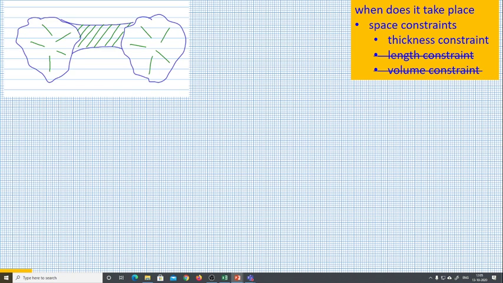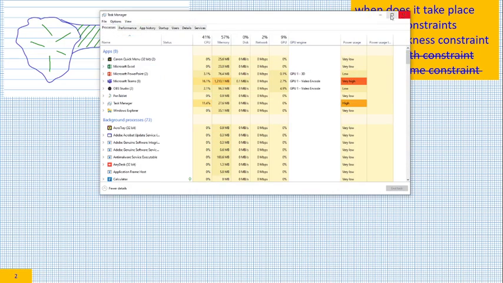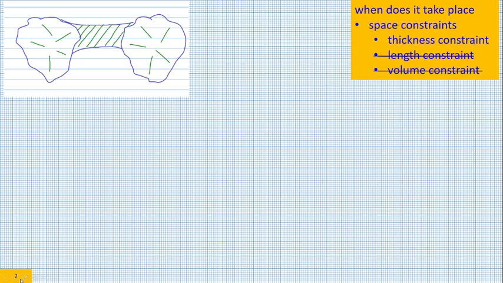So let us go to the next slide. Yesterday itself we indicated that because of some constraints, you have wheel loading. And what are those constraints? Those constraints are listed here. They are space constraints, and out of those there are two length constraints. One is thickness, another one is length constraint, and another one is volume constraint.